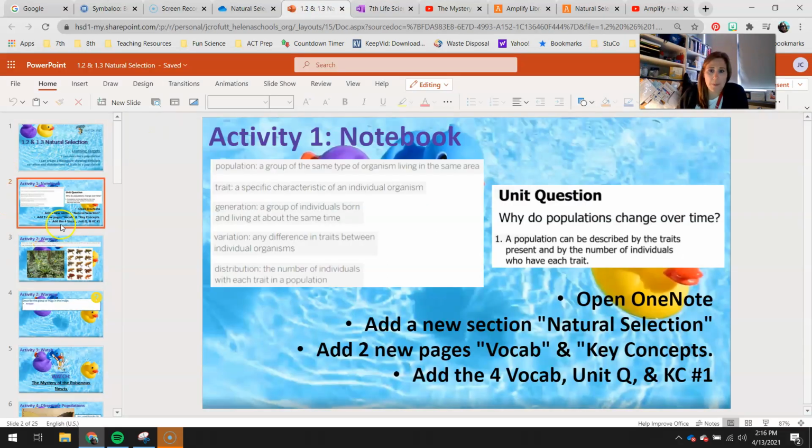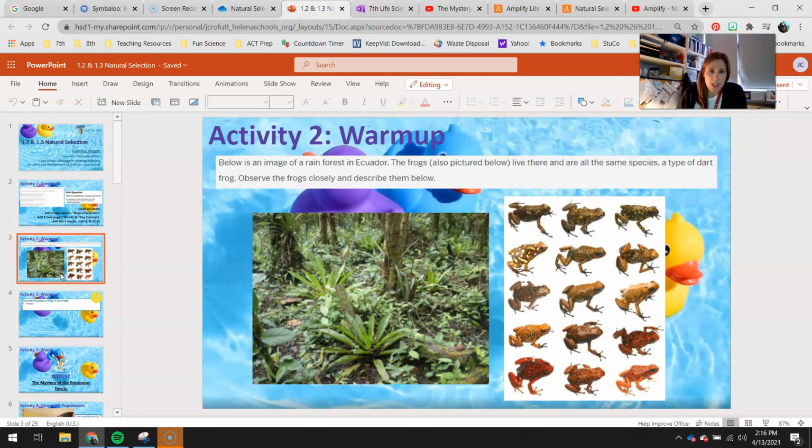All right, so moving on past our notebook, once you have those in, you can move on to your warm-up. Below is an image of a rainforest in Ecuador. The frogs, also pictured below, live there and are all the same species.